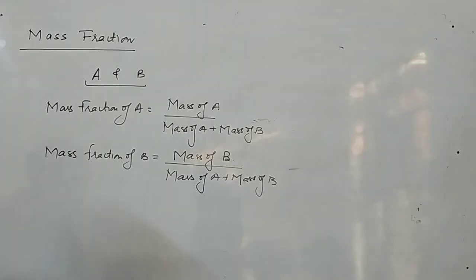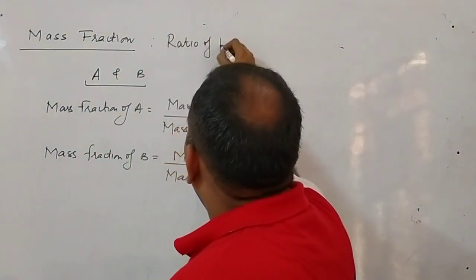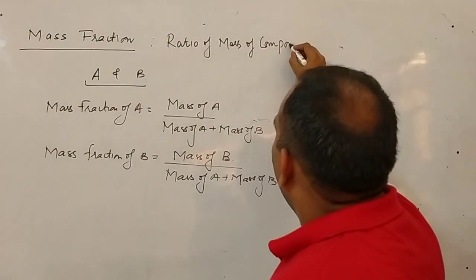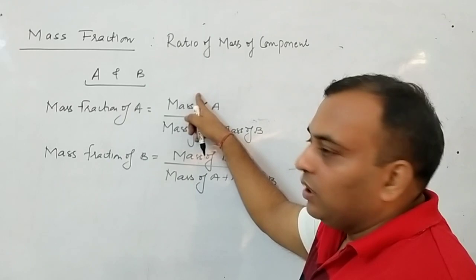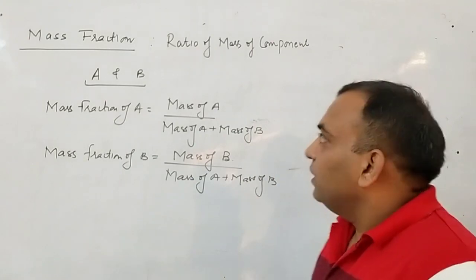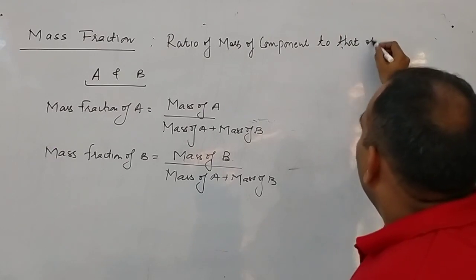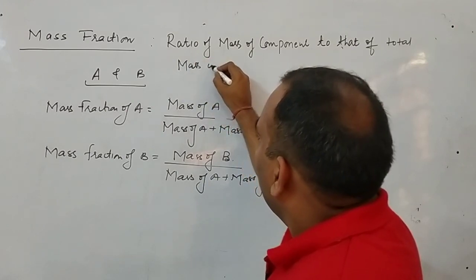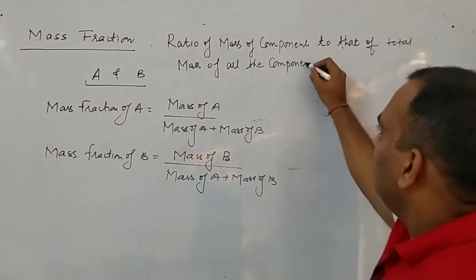So how can I define the mass fraction? Mass fraction is the ratio of mass of a component, since if I want to calculate the mass fraction of A, then on the upper side mass of A. If I want to calculate the mass fraction of B, then on the upper side it will be B. So it is the ratio of mass of a component to that of total mass of all the components. I think the definition is clear to all of you.